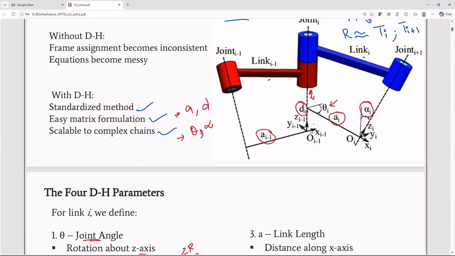Here you can see the frame: z is upwards and x is this way. So if you set this x0 as the initial or normal position for this joint, then this link is rotated theta I degrees with respect to the z I minus 1 axis. So that's what it shows. And the next one is alpha. Alpha is the angle between two z axes.